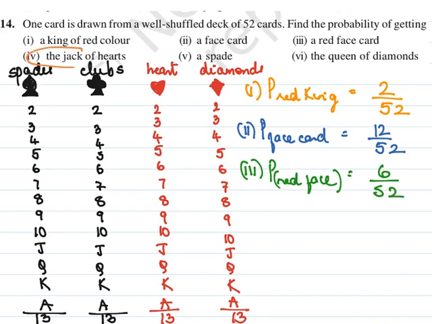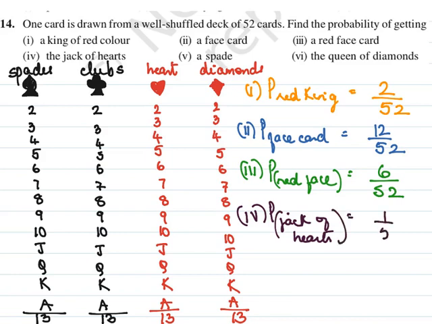Then next we have the Jack of Hearts. Now when you go to Jack of Hearts, we just have 1 Jack of Hearts. Here, this is the Jack of Hearts, just 1. So here the probability of Jack of Hearts is 1 out of 52.